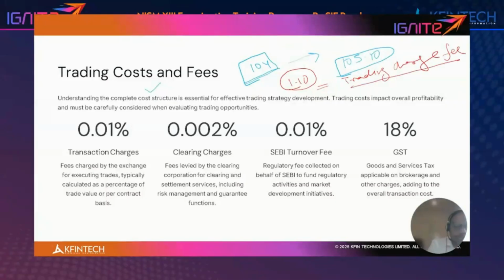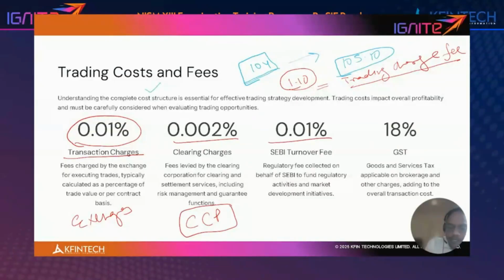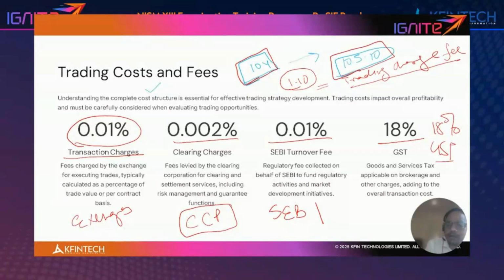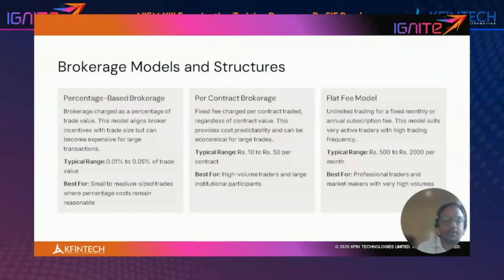So what are those charges? 0.01% is the transaction charges for the exchanges. 0.002% is for the CCP, the clearing party. 0.01% is the SEBI turnover fees. And 18% is the GST. So these charges are applied over and above 104 and you get a final price, say for example 105.1, which is your fee adjusted price. Quite simple. In case you have done equity trading, you will be aware of these charges.